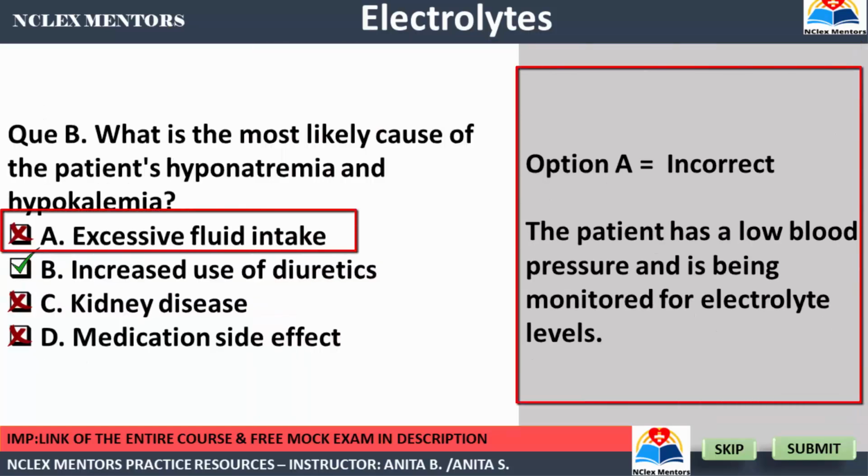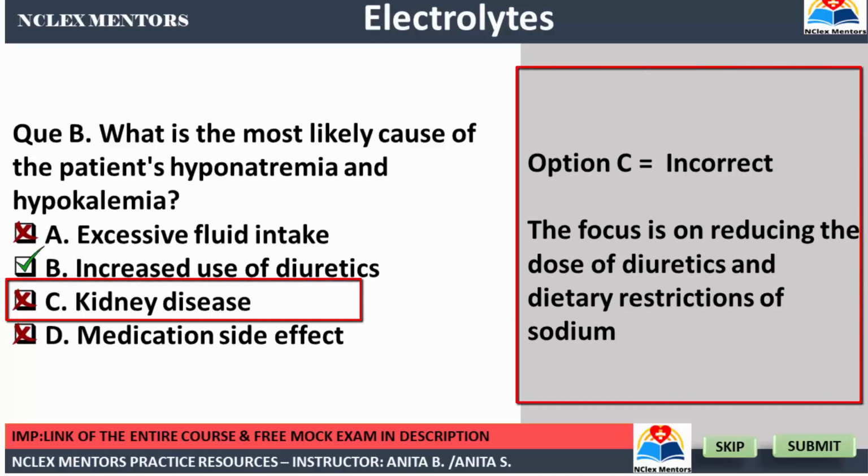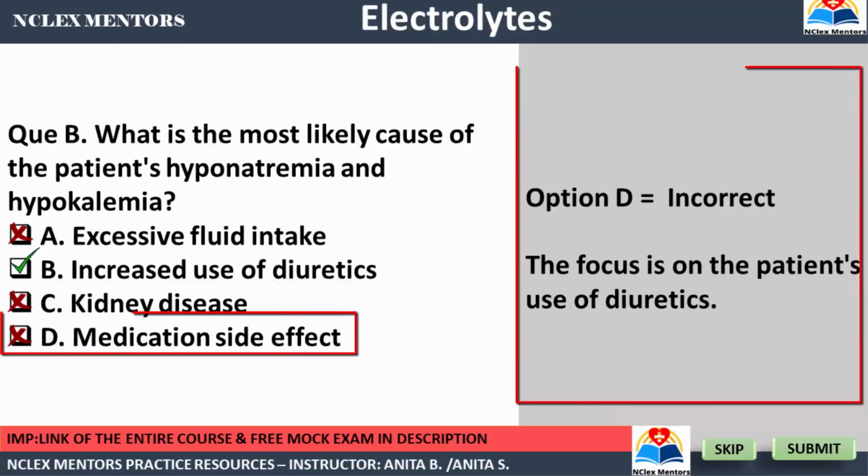Option A, or excessive fluid intake, is not likely since the patient has a low blood pressure and is being monitored for electrolyte levels. Option C, or kidney disease, may also contribute, but the focus is on reducing the dose of diuretics and dietary restrictions of sodium. Option D, or medication side effect, is also a possibility, but the focus is on the patient's use of diuretics.